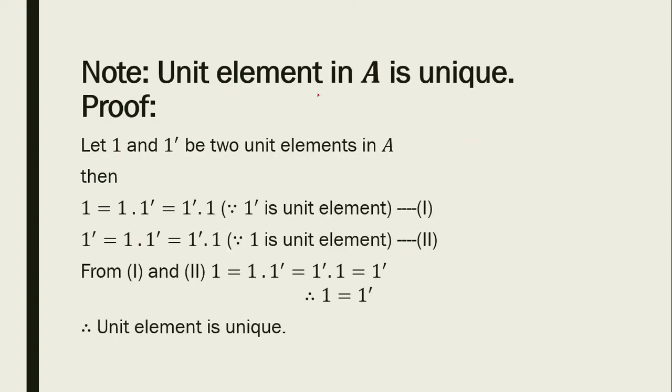Note: the unit element in A is unique. Let us consider two unit elements 1 and 1 dash. By definition of unit element, we can write 1 is equal to 1 into 1 dash is equal to 1 dash into 1. Equation number 1. And by definition of unit element, here we consider the unit element is 1 dash, so 1 dash is equal to 1 into 1 dash is equal to 1 dash into 1. Equation number 2. From equations 1 and 2, both are equal. So the unit element is unique.